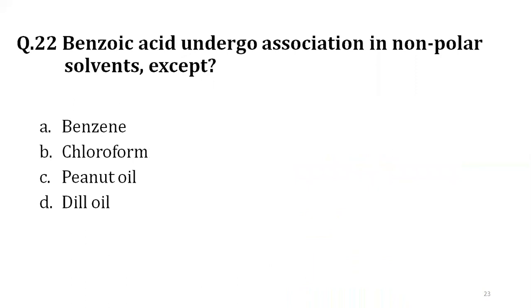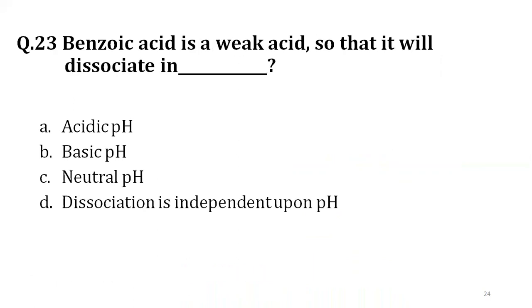Question number 22. Benzoic acid undergoes association in nonpolar solvents except: option A, benzene; B, chloroform; C, peanut oil; and D, dill oil. This information is given in Martin. So the correct answer is C, peanut oil. Except in peanut oil, in most of the nonpolar solvents, benzoic acid undergoes association. It forms the dimer.